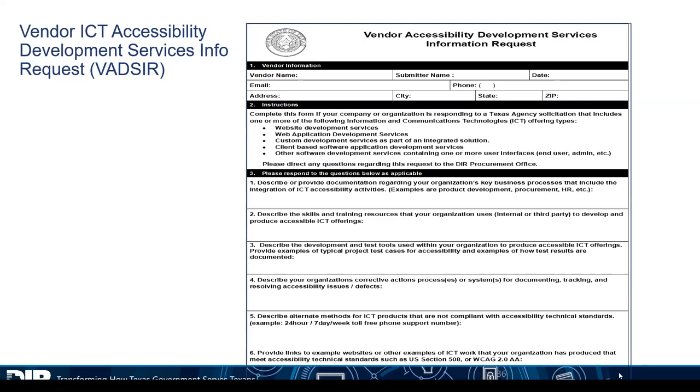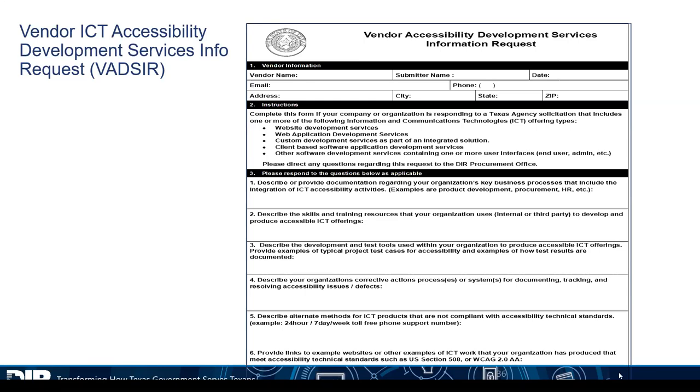Describe the specific skills, training, and resources that you use. Describe your key business processes where accessibility is integrated. What are the development and test tools within your organization that you use? Can you provide examples of test cases and examples of how test results are documented? Can you describe your organization's corrective actions and alternate methods? And number six is really the kicker: provide links to example websites or other ICT work that your organization has produced that meet 508 or WCAG AA. So when you get this back, you can tell pretty quickly if they know anything about accessibility. And then you can go out to these websites that they provide. I usually go out there and run a page check on them just to see what they look like.